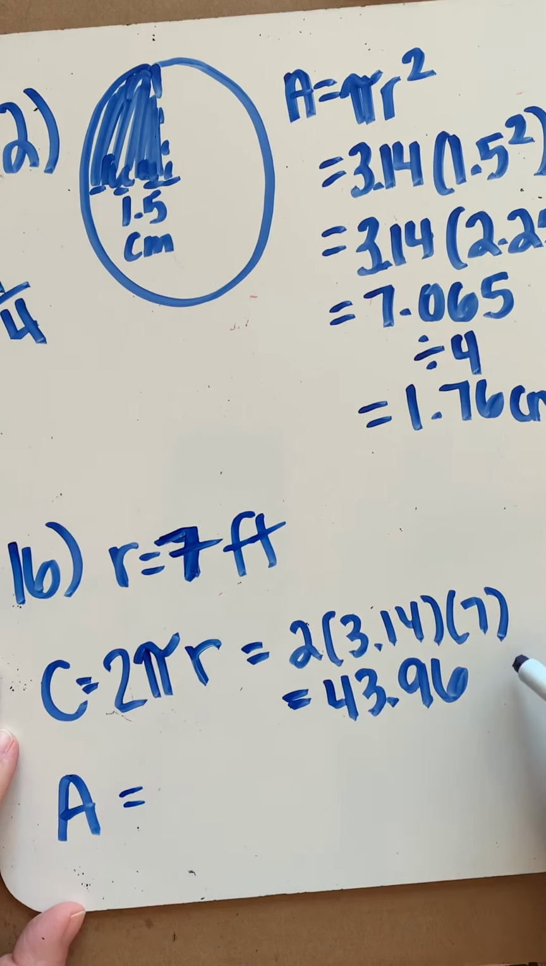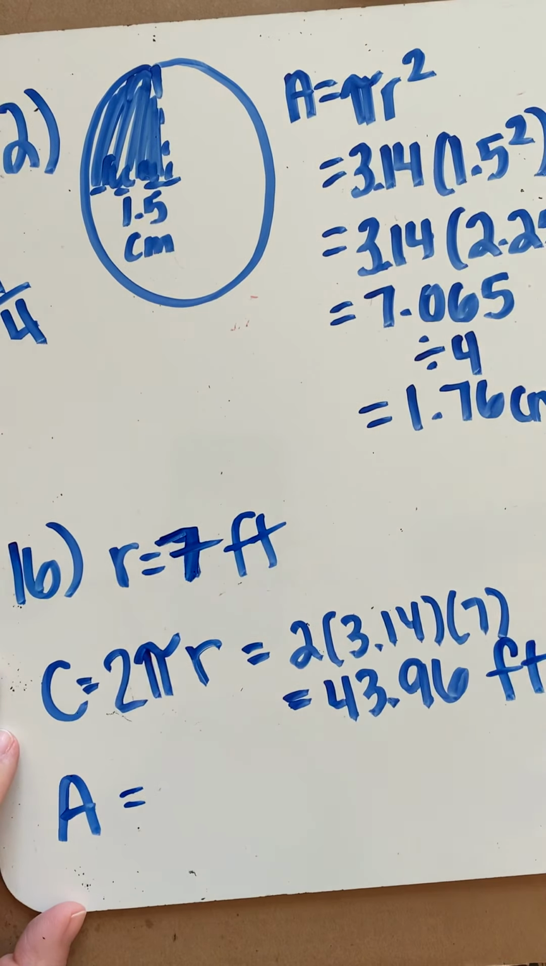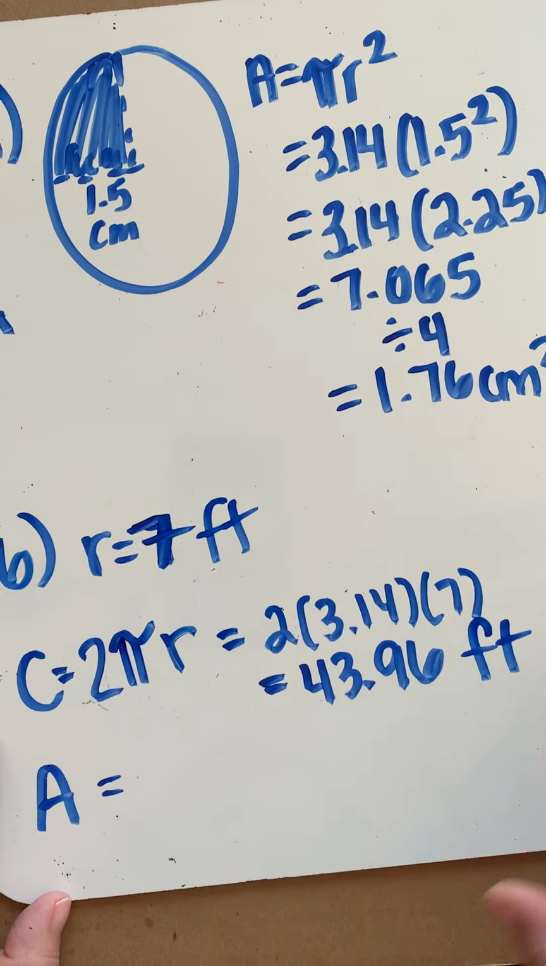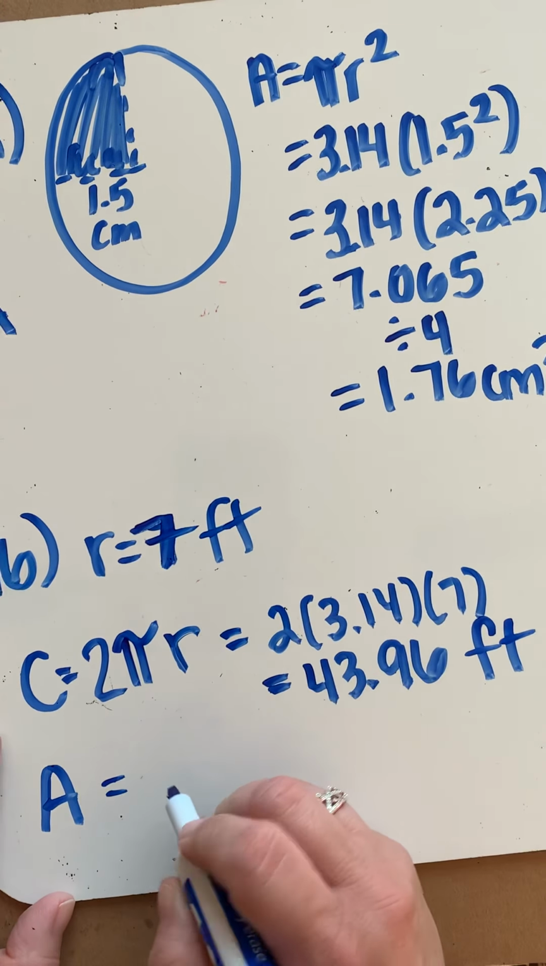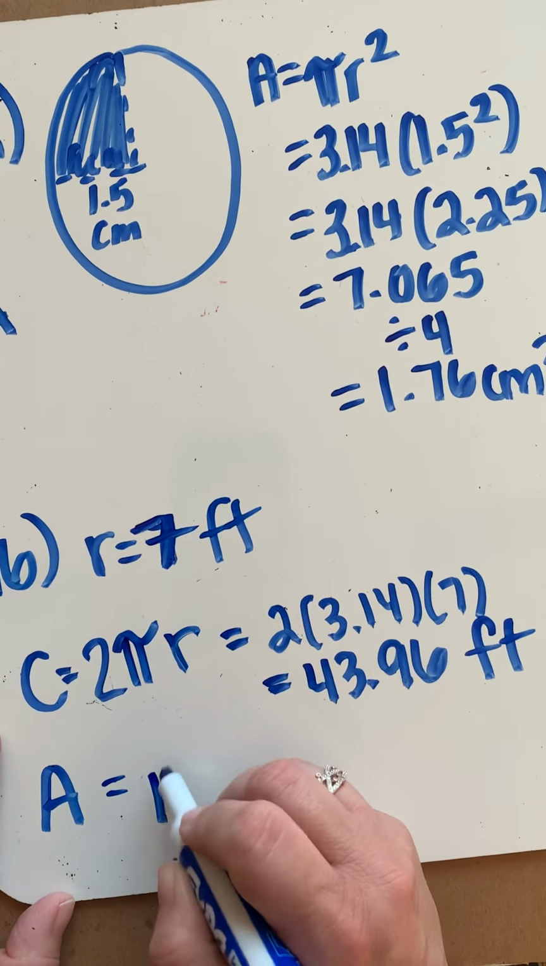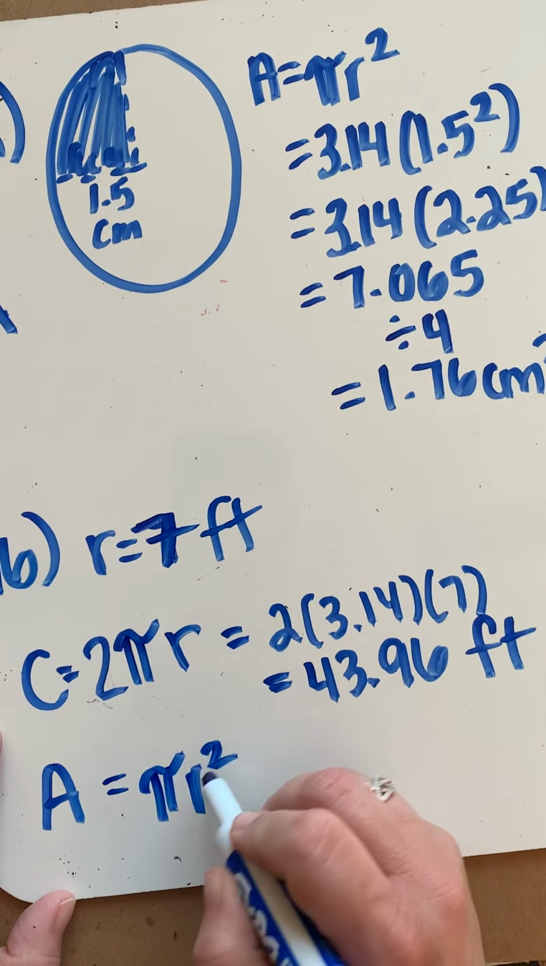Circumference is just a singular feet unit. There's no feet squared. Now area is going to be feet squared. So area is pi r squared.